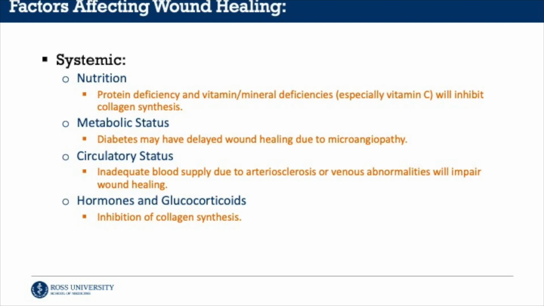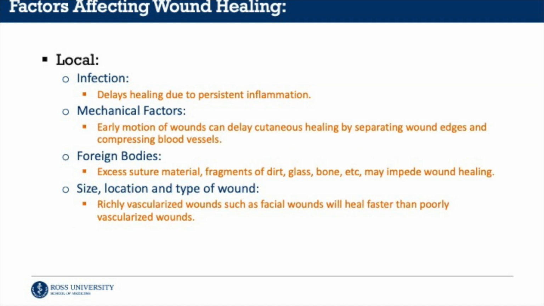Some factors affecting wound healing include, systemically, there could be nutrition issues such as protein deficiency or vitamin or mineral deficiencies, which inhibit collagen synthesis. The metabolic status can also affect wound healing, as can the circulatory status of the patient, and hormones and glucocorticoids can also affect it as well. Some more local factors that can affect wound healing include infection, mechanical factors, foreign bodies, and the size, location, and of course the type of wound itself.